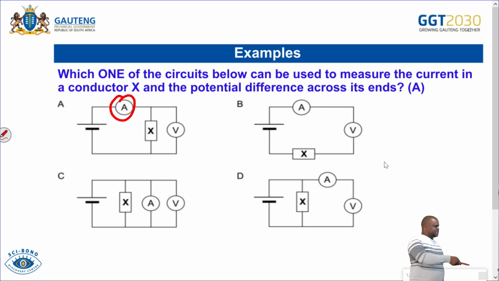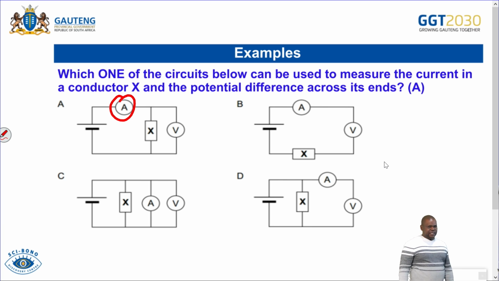But we're looking at these 4 circuits. Which one do you think is well connected in order for us to get the correct reading for current and the voltage or the potential difference? When we look into this, when I check on B, you cannot connect a voltmeter in series. A voltmeter must always be connected in parallel to the resistor, or parallel to the battery.